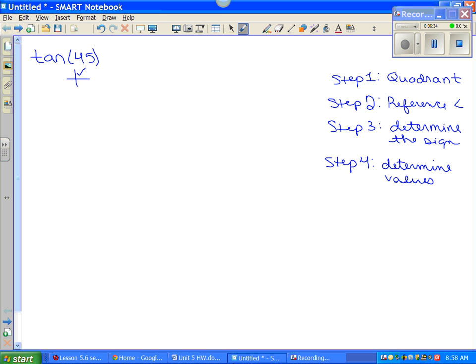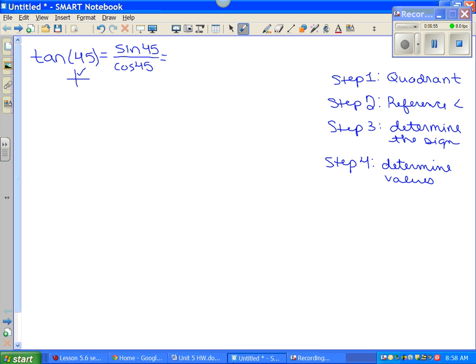Okay? All right, what's tangent? Yeah, sine over cosine. Good. So essentially what I'm looking for is sine of 45 divided by cosine of 45. All right, and we've done these. We did that chart.